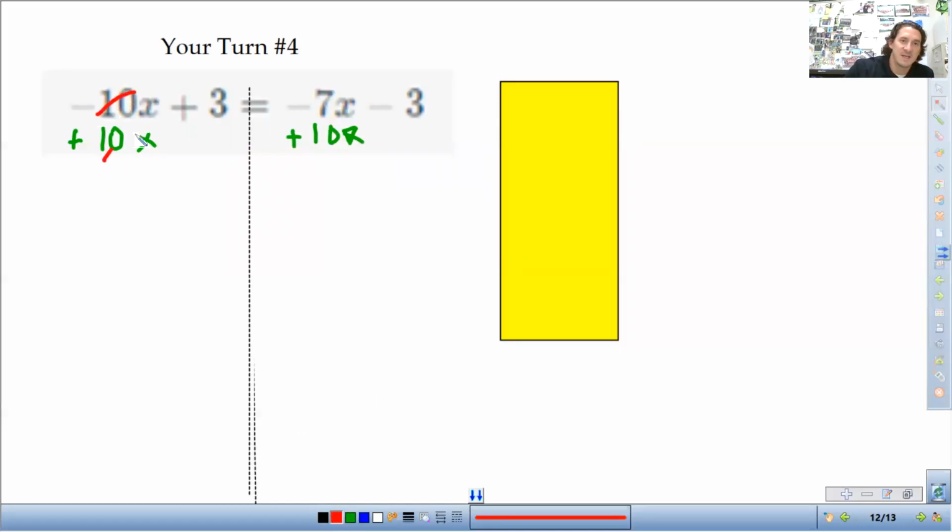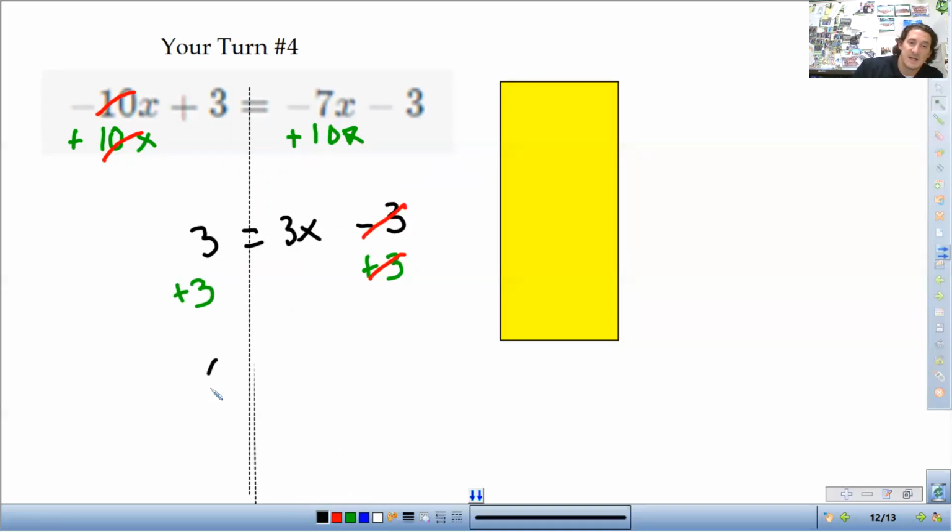So negative 10x plus 10x eliminates. All that's left on this side here is 3. Then negative 7x plus 10x. So that's going to cross over into the positive values. You get positive 3x minus 3. Last step, now I can start eliminating these things on the same side as the x. So I'm going to add 3 to both sides. Negative 3 plus 3 cancels out. 3 plus 3 is 6, equal to 3x. And then to eliminate that 3, I'm going to divide by 3. So 6 divided by 3 is 2.